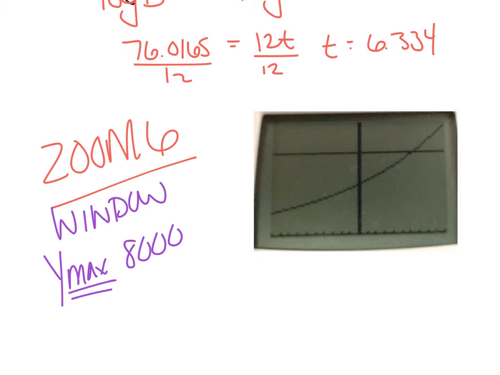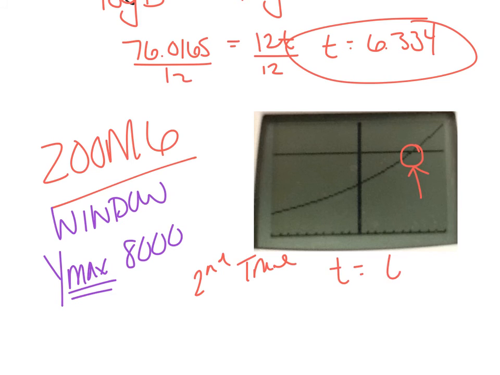So here's a nice picture of what I have. Again, this is my 10 by 10. I just changed my y max so I could be bigger than that 5,600. And because I can see the intersection, I don't need to change the x's at all. I need to go get that point. So again, you're going to hit second trace, intersect, basically enter, enter, enter, and hopefully you get the same number that we got here.